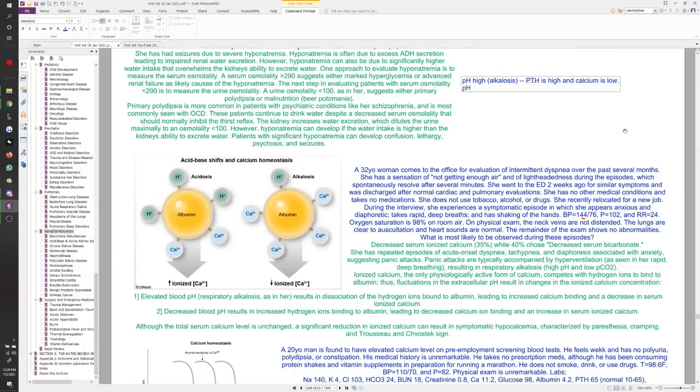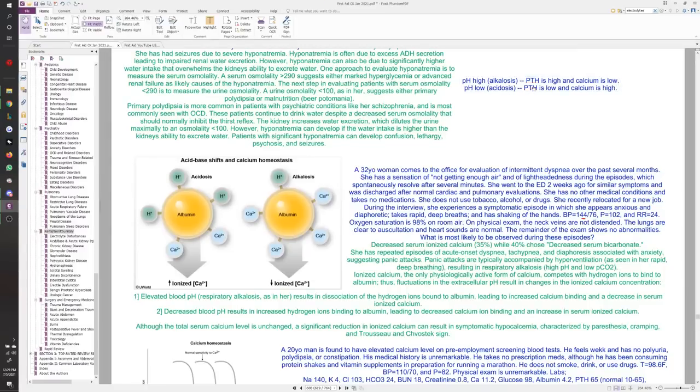When pH is low, so that's acidosis, right? That's the case scenario on the left side. You have a lot of H+. All the H+ is attached to albumin now. So more of the calcium is free. It's not attached to albumin anymore. Basically what H+ does, as you can see in this picture here, is it takes calcium's place on albumin, thereby allowing calcium to be free. So when pH is low, you can just write the same thing again. PTH is low, and that means that calcium is going to be high, right?